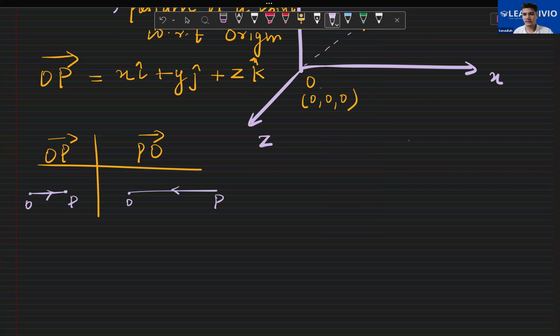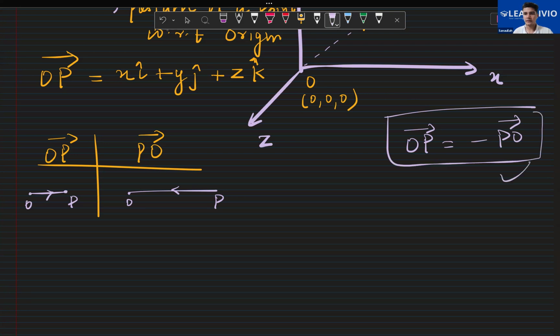And this is also the negative of this vector. We will deal with this type of vectors in the upcoming presentations. So this is OP vector, which is minus of PO vector. And this is also known as the negative of a vector. Okay, this is the negative of your vector. So this is how we represent any vector in opposite direction.